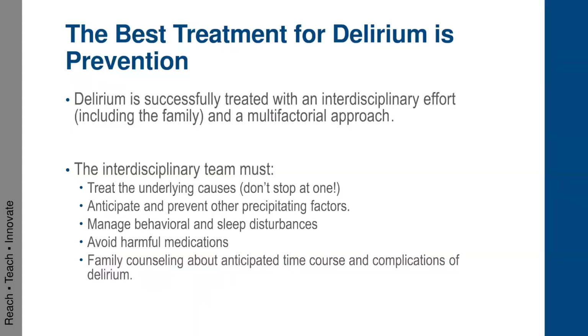And then we want to anticipate and prevent other precipitating factors, help with behavioral and sleep disturbances, avoid any harmful medications which might prolong delirium, and educate families about the severity of delirium, the anticipated time course, and complications, and help them to understand they can play a critical role in helping patients recover from delirium by helping the patient with their day-night cycles and helping them with their orientation and cognitive interactions.